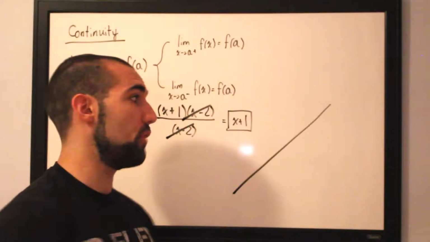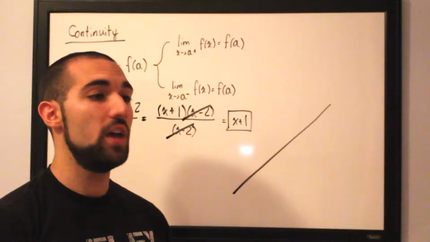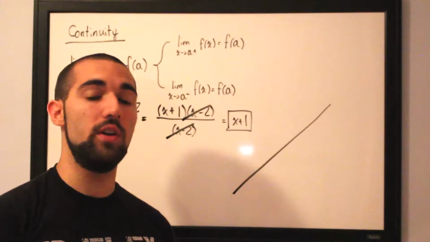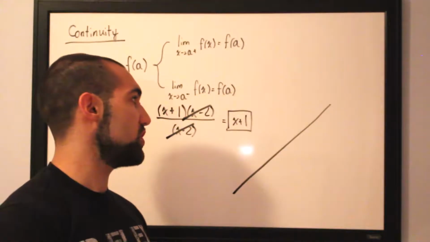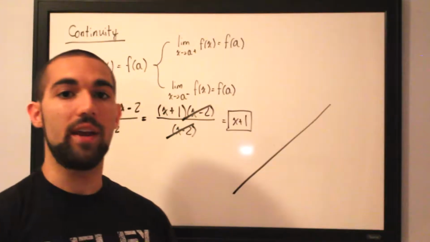So whenever you see a function like this, where it looks like a monomial or a polynomial or anything of the sort, you can come to the conclusion right away that it's going to be continuous everywhere, because there are no points where the function is undefined. You cannot plug anything into this function that is going to break the function.